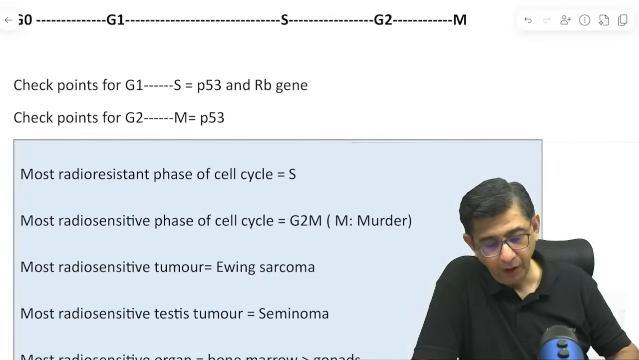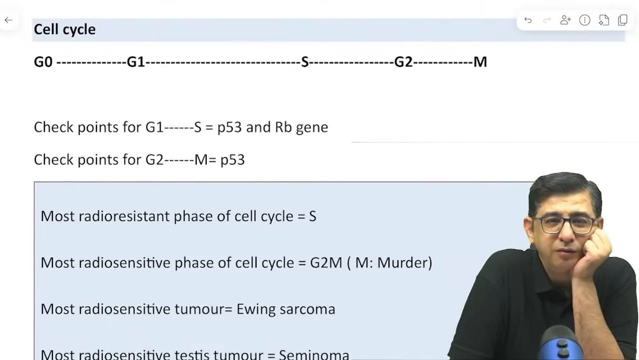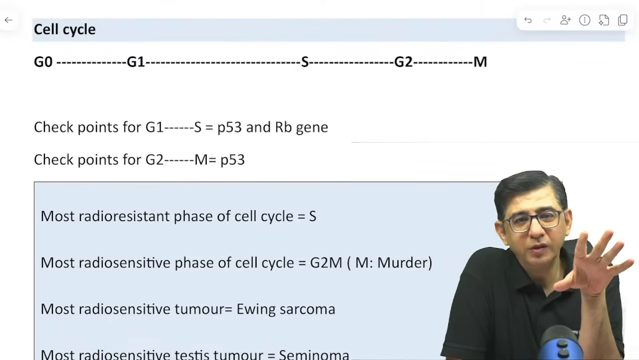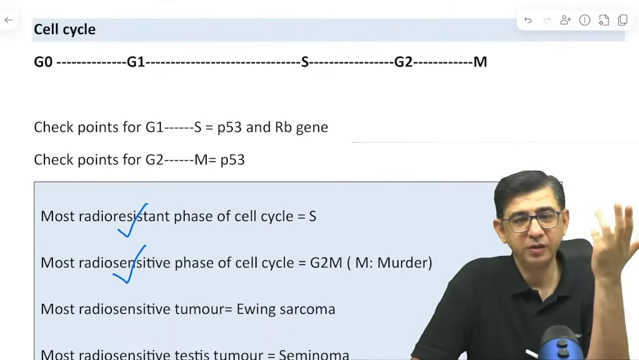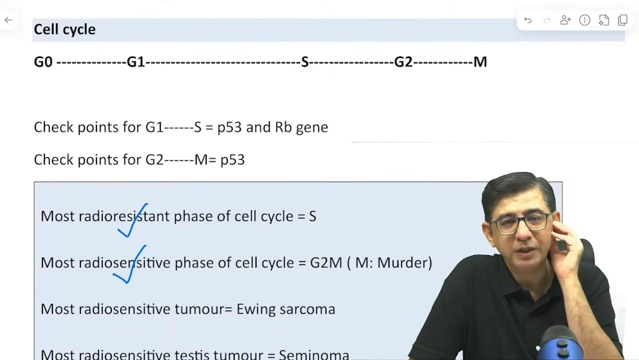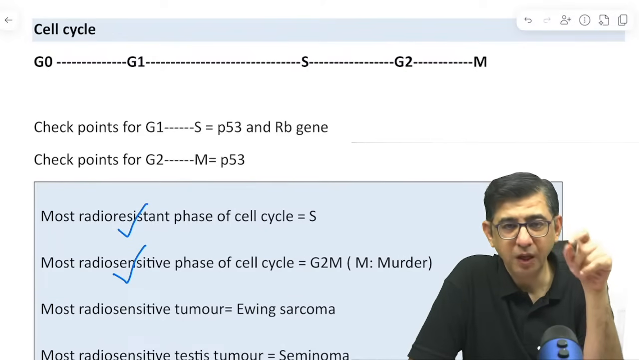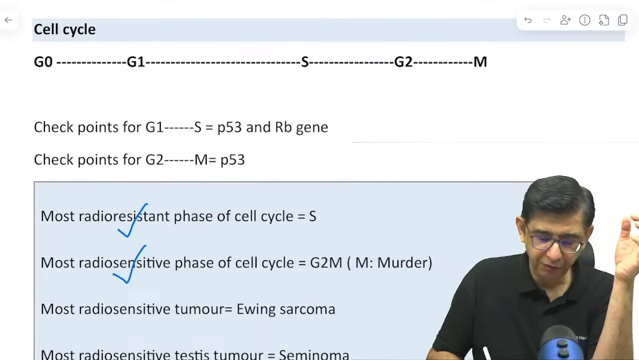Okay, जी. Now comes these questions which are very easy. FMG एग्जाम में एक तो इनमें से पूछना ही पूछना होता है, और या तो वो रेडियो रेजिस्टेंट पूछता है, रेडियो सेंसिटिव फेस ऑफ द सेल साइकिल पूछता है. तो मतलब रेडियो सेंसिटिव में तो सेल को मार दिया, मर्डर कर दिया. So the most radio sensitive phase would be G2M.